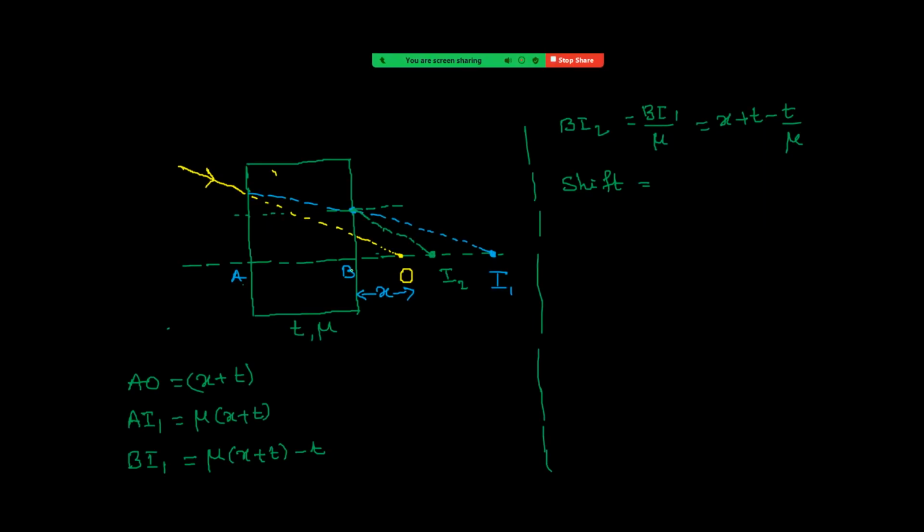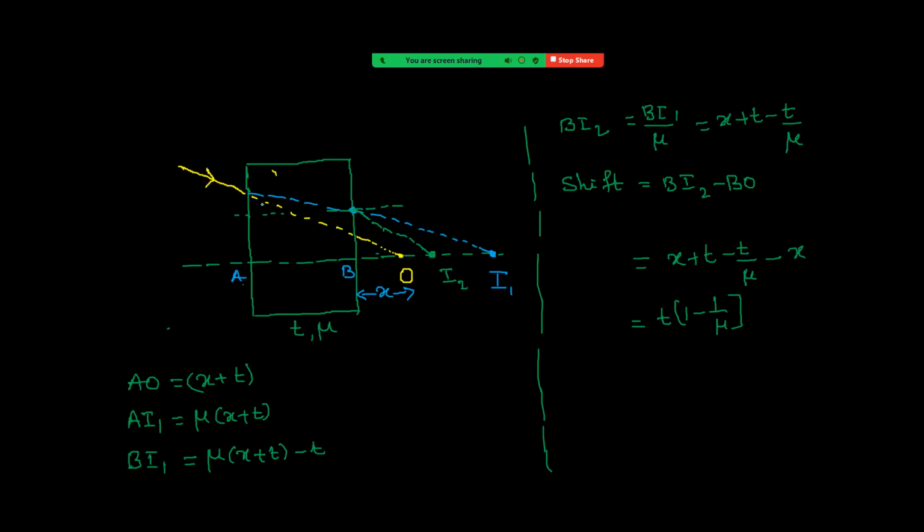Now focus, what is the shift? Shift equal to how much? Initially the distance was x. Now it is BI2. That means shift is BI2 minus BO. So BI2 is x plus t minus t by mu, minus BO, that is x. It is now t into 1 minus 1 by mu. Students, remember in the earlier case also we got the same result.